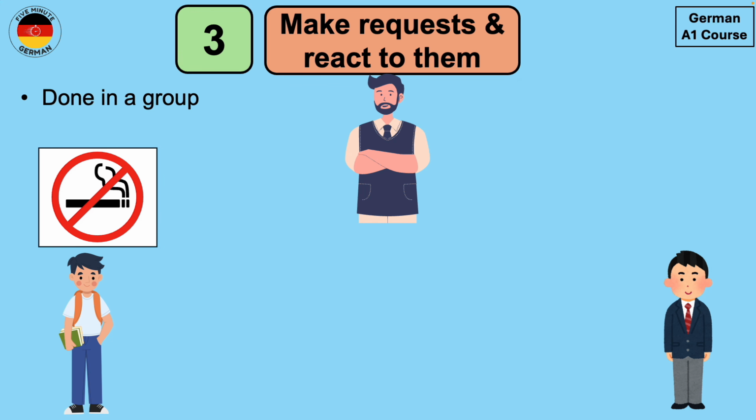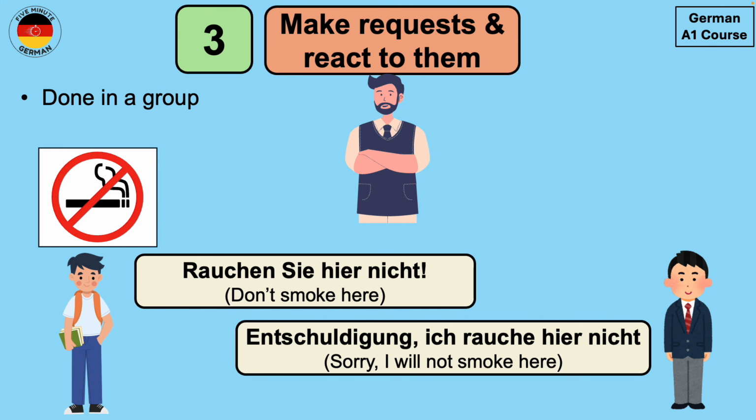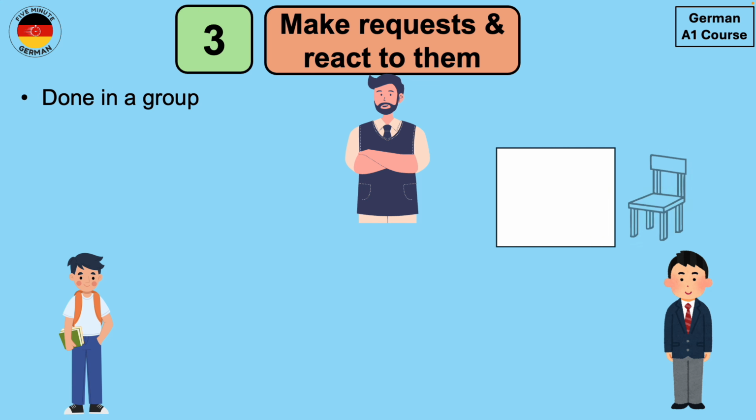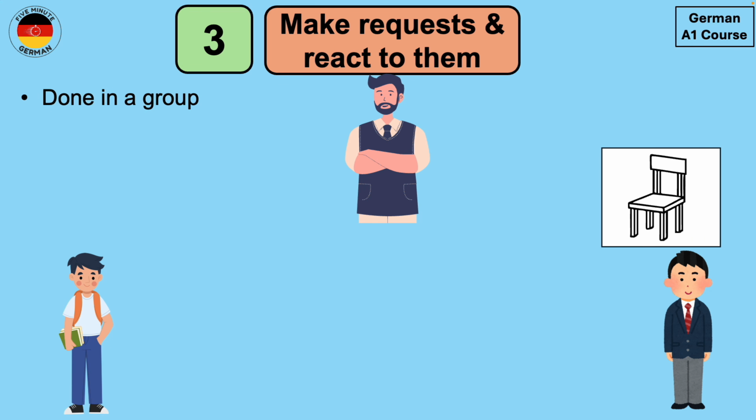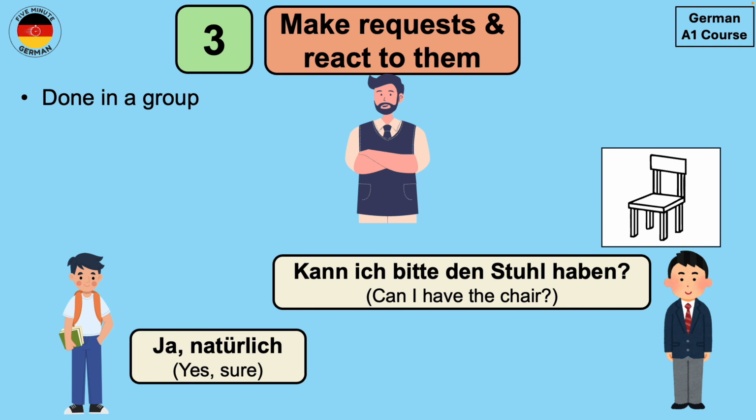Then you will receive another card with another image on it. So over here you see a no smoking sign. So you can make a request, Rauchen Sie hier nicht? Don't smoke here. And the other person can say, Entschuldigung, ich rauche hier nicht. Sorry, I will not smoke here. Then the other person will receive a second card. In this case, it has an image of a chair. So he can ask the question, Kann ich bitte den Stuhl haben? Can I have the chair, please? And you can answer it by saying, Ja, natürlich. Yes, sure. So each of you will receive 2 cards and you will have to make 2 requests with the images that you see on the card.